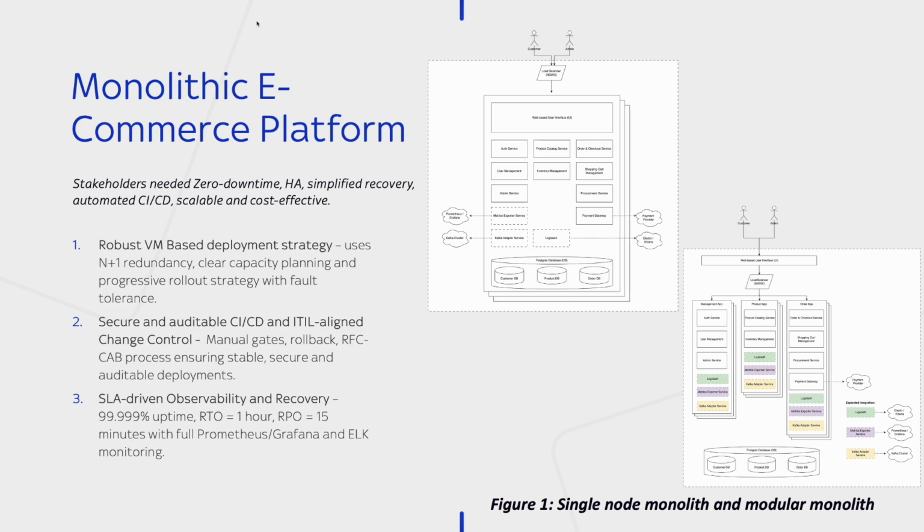Thirdly, to support the SLA-driven observability and recovery, we ensure 99.999% availability. Recovery time objective is set to 1 hour, and the recovery point objective is set to just 15 minutes. This is achieved using full stack monitoring via Prometheus, Grafana, and ELK Stack, along with database backup and rollback automation. Overall, the design ensures a stable, observable, and cost-effective deployment suited for stateful transaction-heavy monolith platforms.